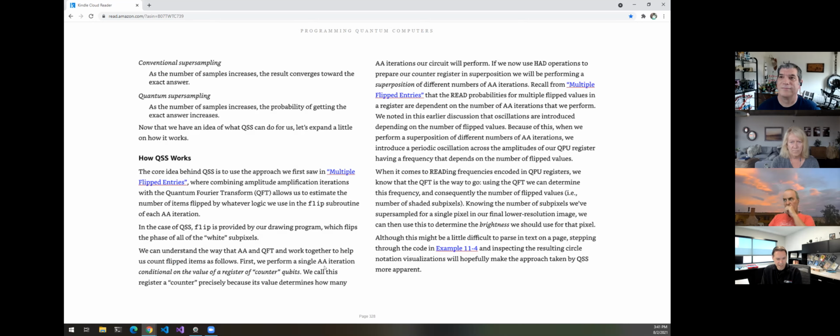So first we perform the AA iteration. And we're using our number of counter qubits in here. So yeah, if we now use Hadamard operations to prepare our counter register in superposition. So we've taken the information we're looking for, we're throwing it in those counter registers, and that's where we're doing the QFT.